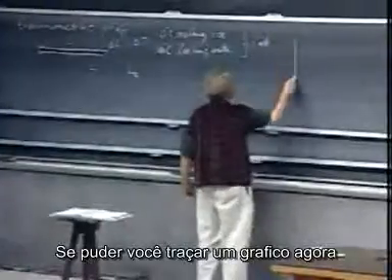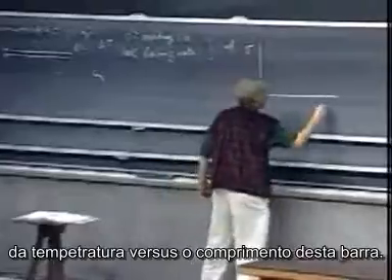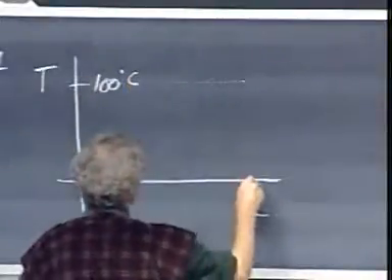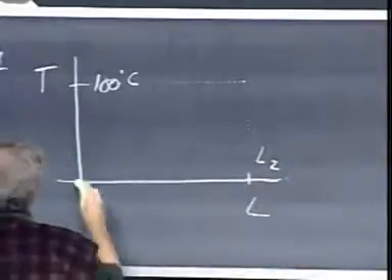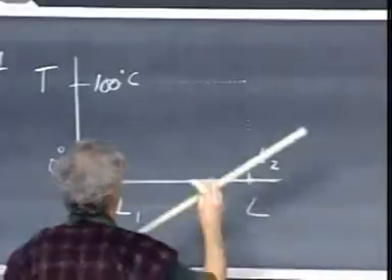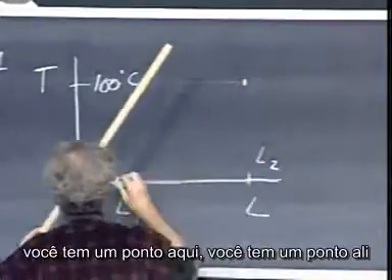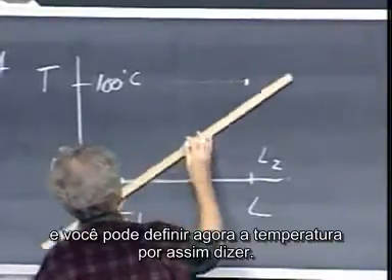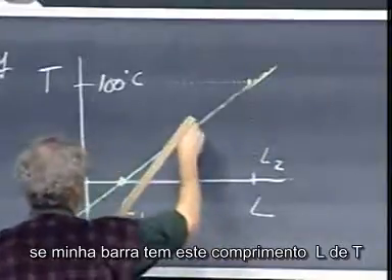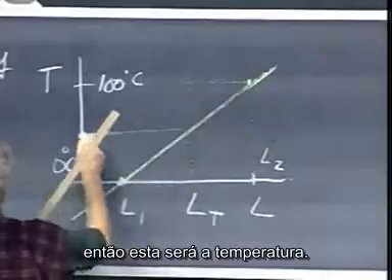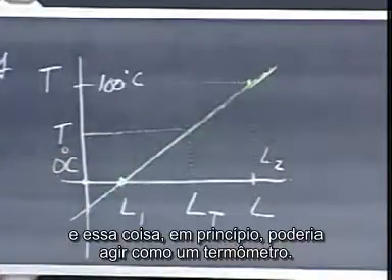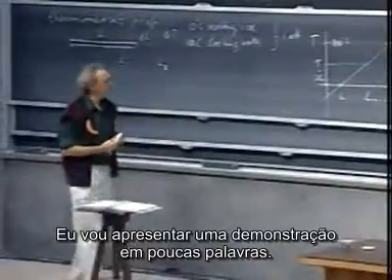So you could make a plot of the temperature versus the length of that bar. 100 degrees centigrade if the length of the bar is L2, and 0 degrees centigrade if the length of the bar is L1. Now you can draw a straight line, since you can always draw a straight line through 2 points. You have 1 point here, and 1 point there. And you can define temperature now by saying, if my bar has this length, L of T, then this would be the temperature. So you can introduce a linear scale in this fashion, and this thing, in principle, could act like a thermometer. I'll show you a demonstration of this shortly.